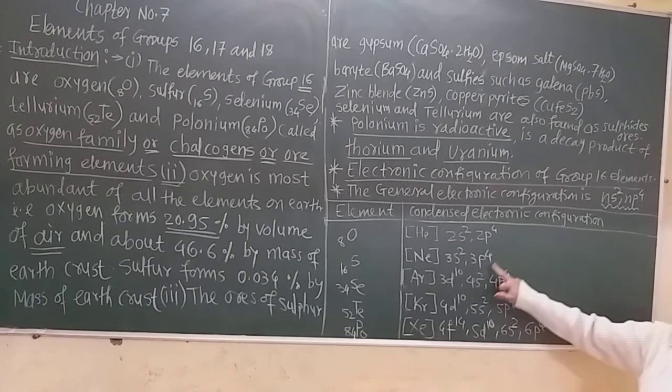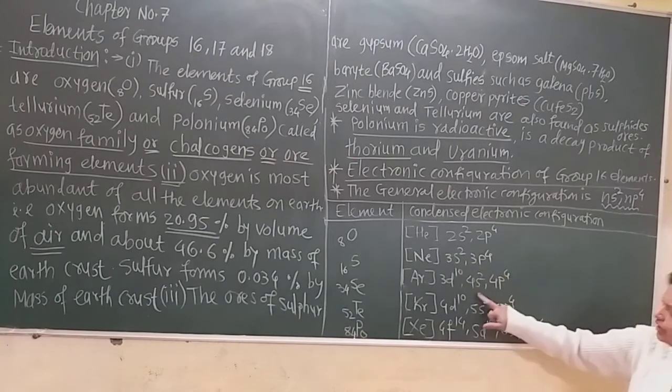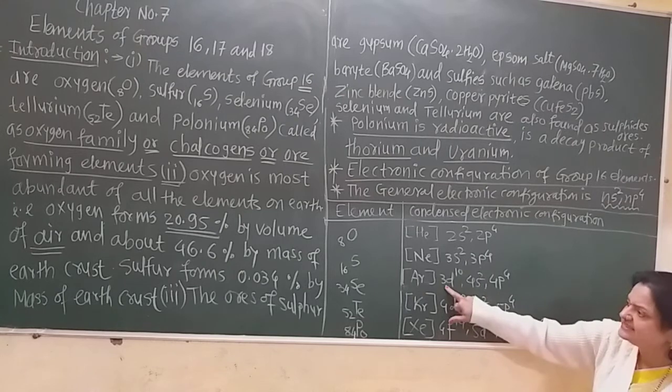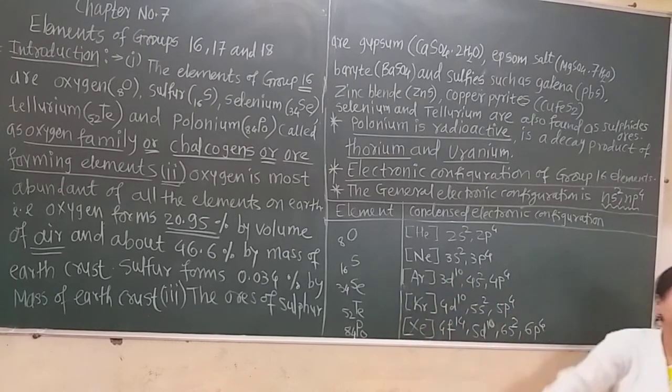Now see the outer electronic configuration here: 2s2 2p4, 3s2 3p4, 4s2 4p4. But remember that from selenium onward the 3d orbital is there. So we have to mention that the 3d orbital contains 10 electrons.